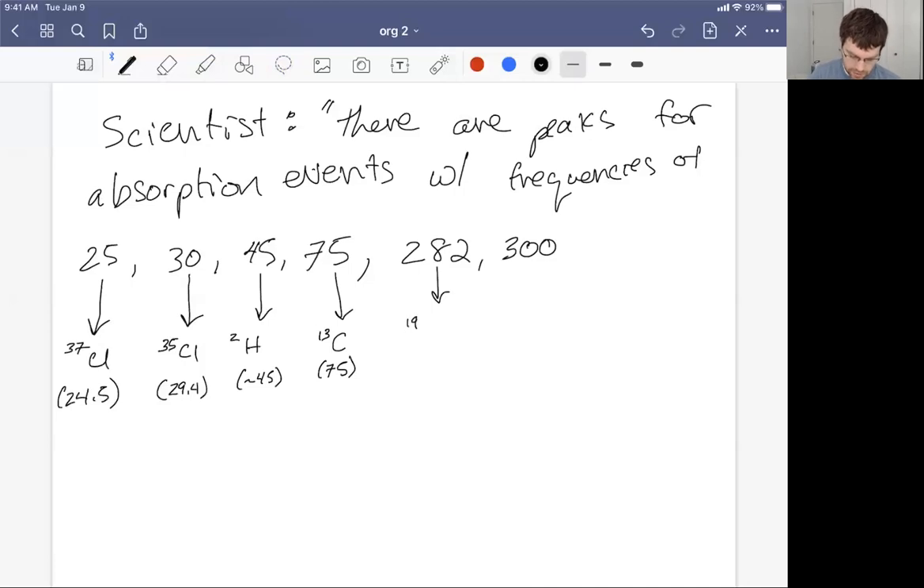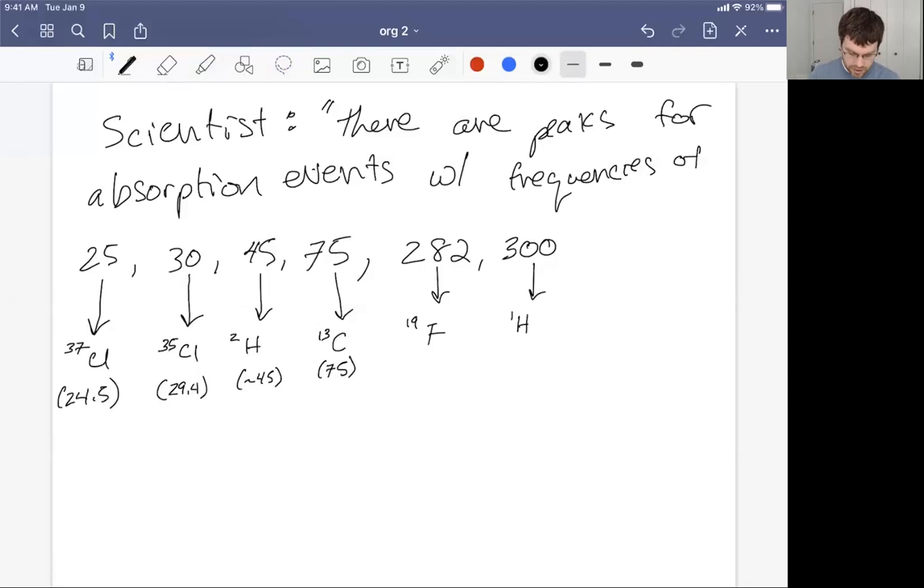282 indicates to us that we have a fluorine atom present, and then 300 tells us that we have a 1H atom present. And so we have two combinations of peaks that tell us that we have the same nuclei present. So the fact that we see a peak at 25 and 30 tells us we have a chlorine atom present. If we only had one, maybe that would imply there's something else going on. Similarly, if we have 45 and 300, that tells us we have a hydrogen atom present. And then just looking, 75 tells us we have carbon, and then 282 tells us that we have fluorine. Okay, so we did this.